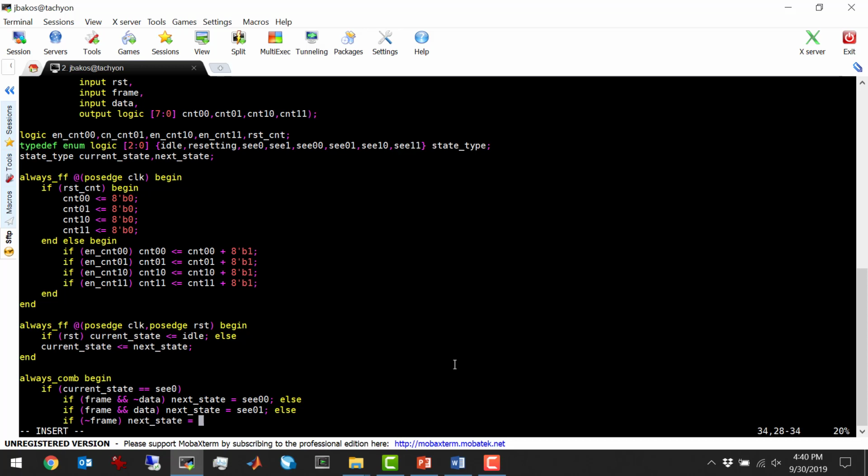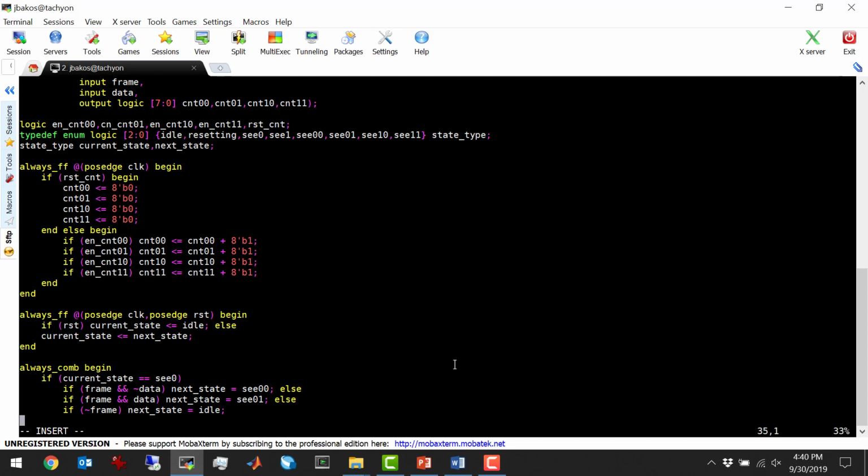Make sense? You guys with me? When I start a new packet, I want to reset my counters, right? So I don't need to go back into a reset state. I'm just going to go straight back to idle, straight back to the beginning. Okay. Else if current... let's see, actually I'm going to just copy and paste this now.